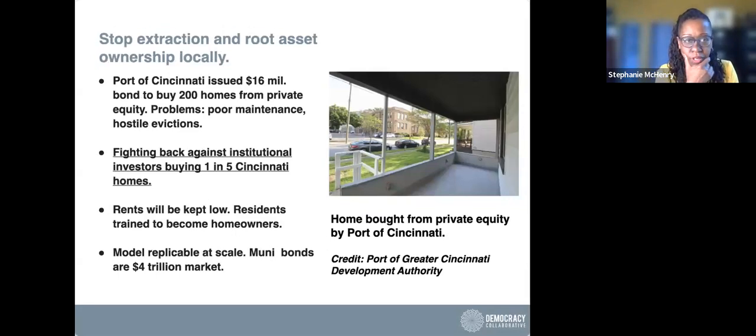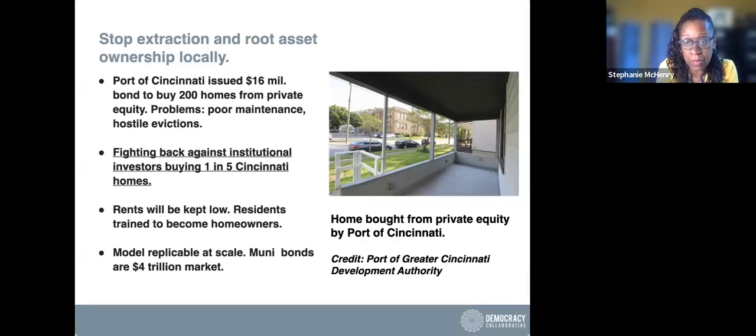There are alternatives if your mind is on the community and you start there. And I think the Port of Cincinnati is a great example. My colleague Marjorie Kelly was telling me about this. We had a group of private equity folk that wanted to buy up a bunch of houses out of foreclosure, but the port stepped in. The Port of Cincinnati, which is a public entity, was able to raise bond funding because they have a great bond rating, to be able to buy these houses instead.